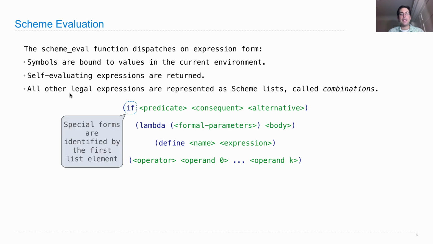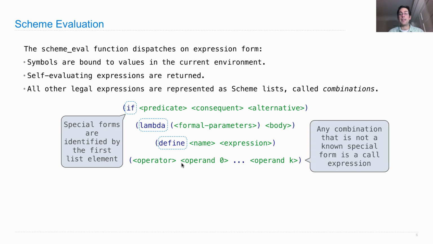If you see a combination that starts with if, then you know it's an if expression. So special forms in general are identified by the first list element: if, lambda, and define. And if it's not one of these that we know about already, then we know it's a call expression. And so we just evaluate the operator, which might be a built-in name or a name we've defined. That gives us some procedure to apply to the arguments, which are the values of these operand sub-expressions.